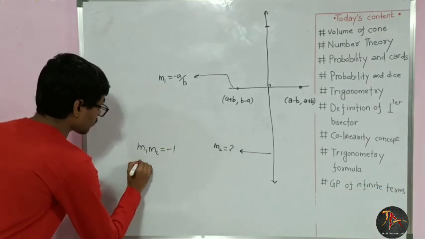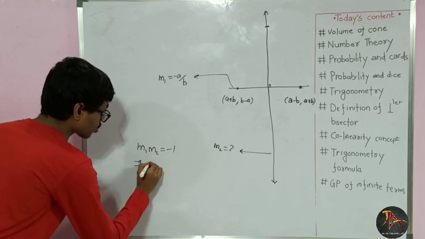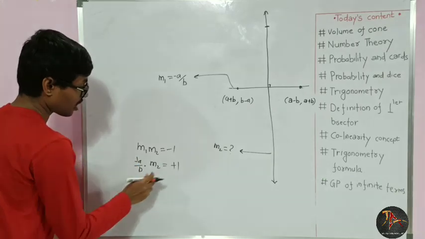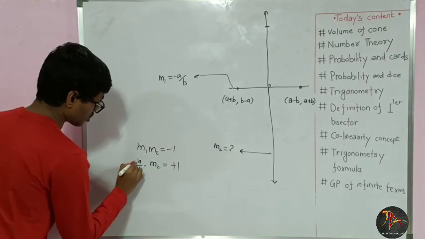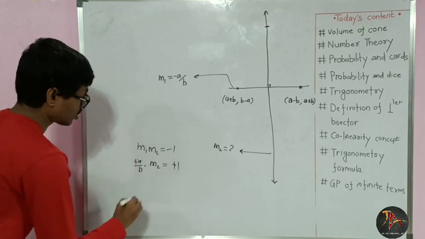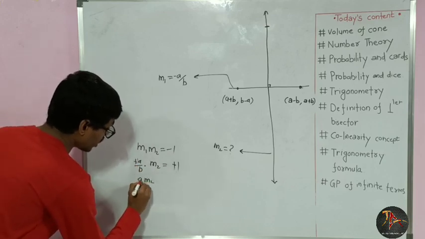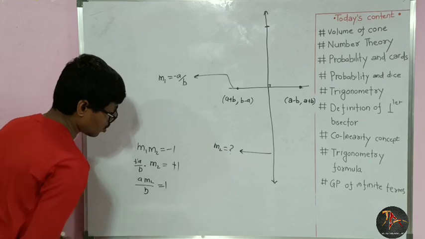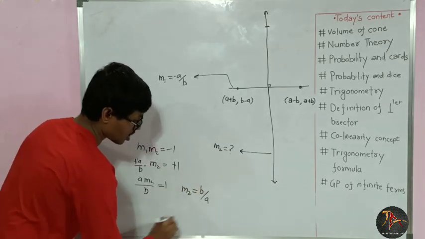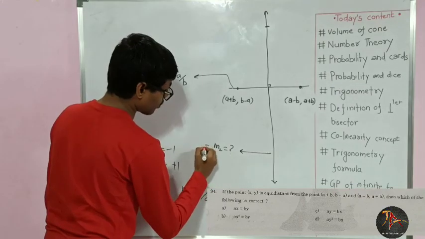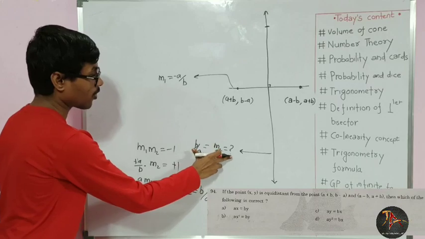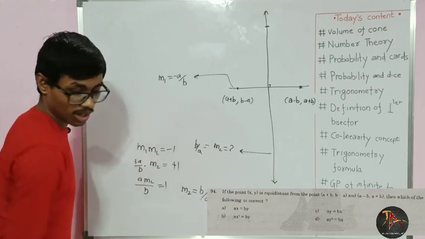But m1 is minus a by b, so minus a by b into m2 is equal to minus 1. Cancelling minus minus, m2 into a divided by b is equal to 1. So m2 will be b divided by a. So the slope of this line will be b divided by a.